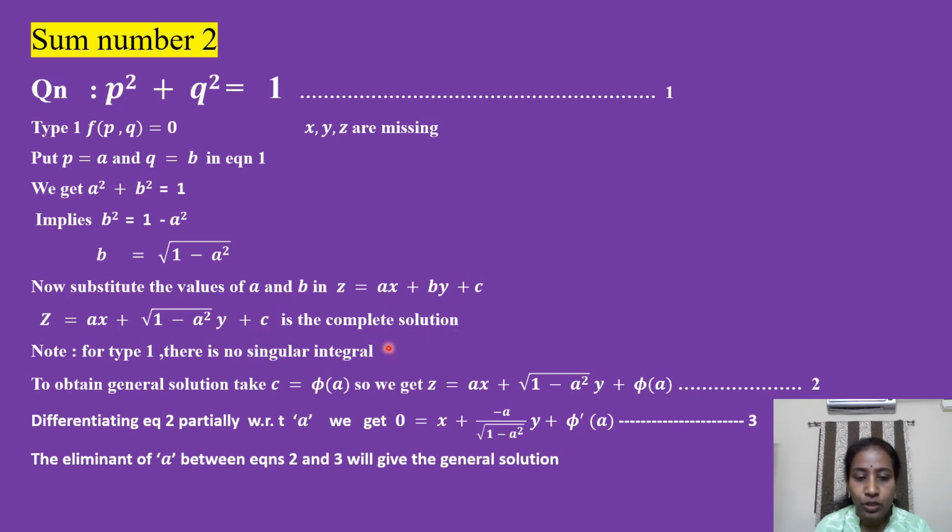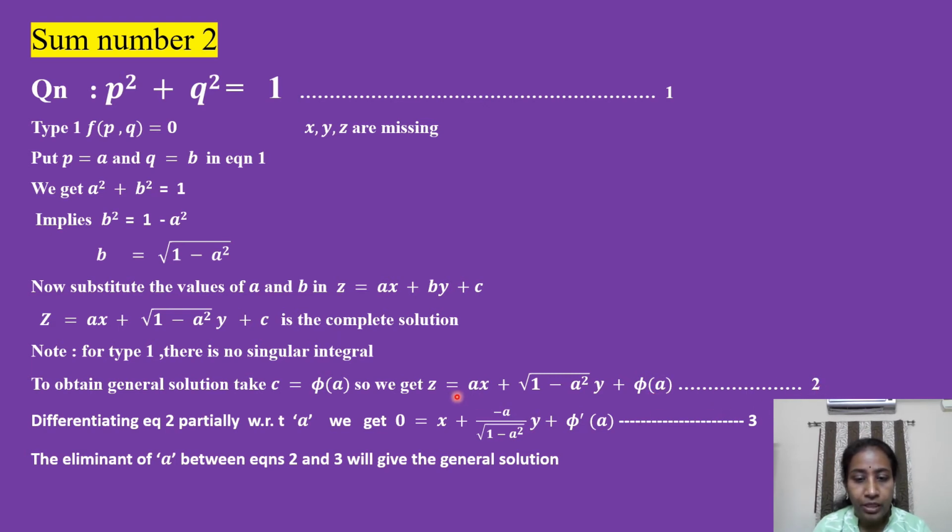And we know that there is no singular integral for type 1. So we move on to the general solution. To find the general solution, I substitute c equal to phi of a. So I get z is equal to ax plus root of 1 minus a square into y plus phi of a. Now I name this as equation 2.